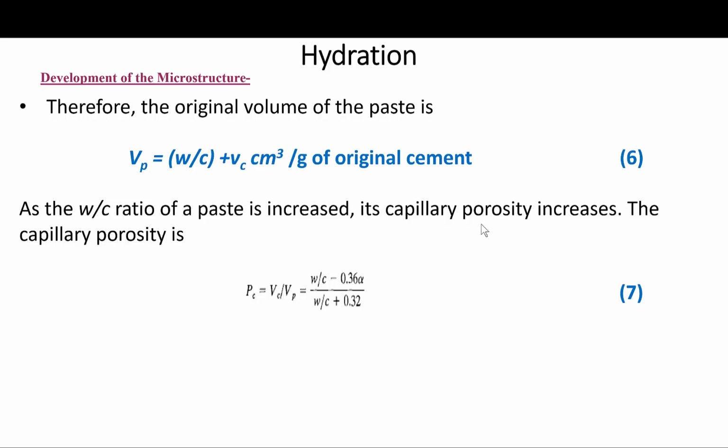So as the water cement ratio of the paste is increased, its capillary porosity increases. The capillary porosity is expressed in equation number 7, denoted P sub C, which equals capital V sub C divided by capital V sub P, and it equals the water cement ratio minus 0.36 times alpha, over water cement ratio plus 0.32.